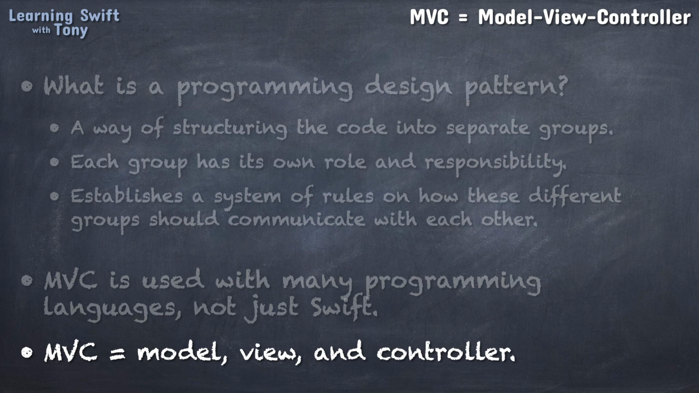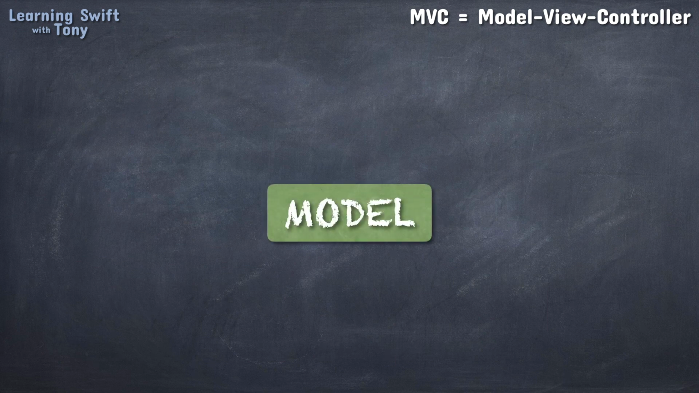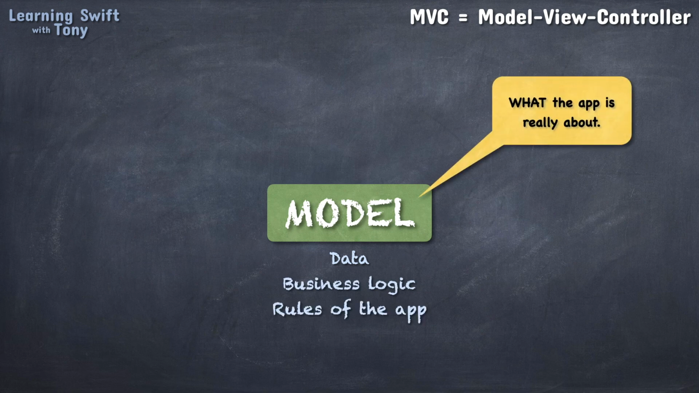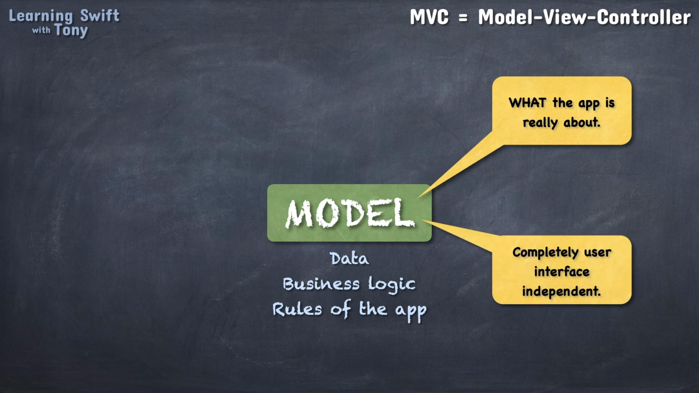the controller. First, we have the model, which represents the data in the app or the software business logic, the rules of the application. This is the what of the app, what the app is really about. But it contains no information regarding how the app is displayed on the screen, and it is completely user interface independent. This is a key separation of concern.